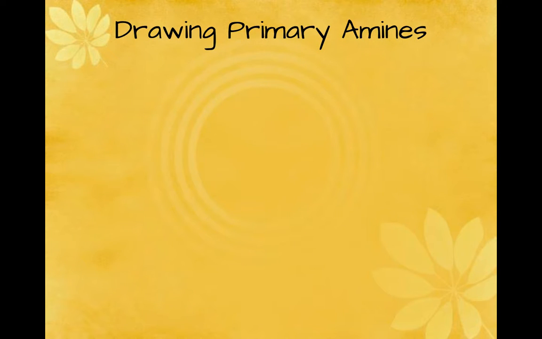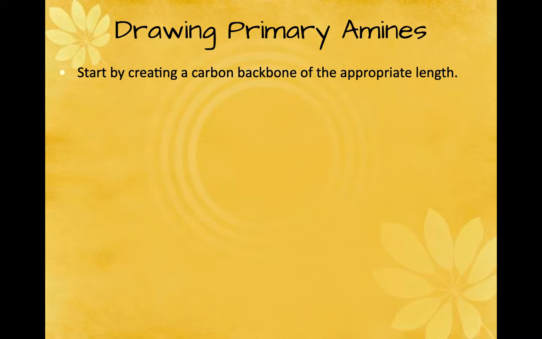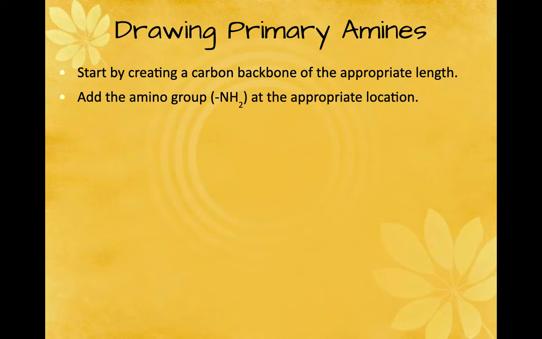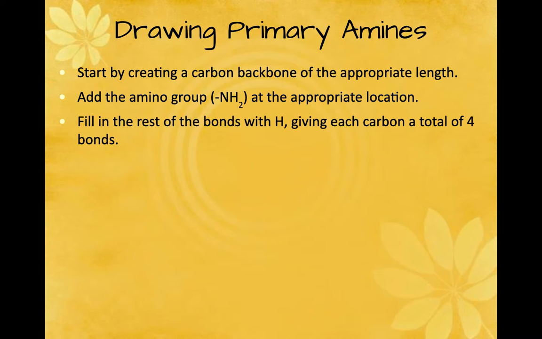Now, how do we draw primary amines? Similarly to the other compounds we've been drawing, you're going to start by creating the carbon backbone of the appropriate length indicated by the name. Then we're going to add that amino group, the NH2, at the appropriate location as indicated in the name, and then fill in the rest with hydrogens to make sure that each carbon has a total of 4 bonds.